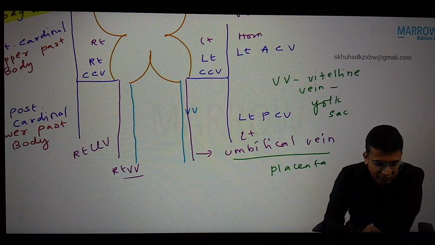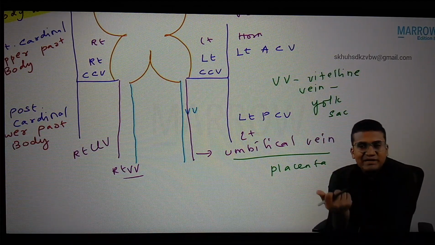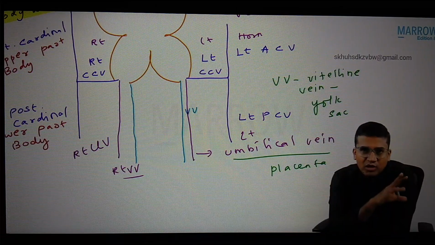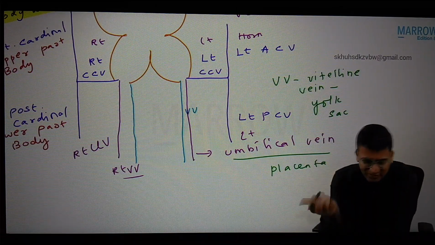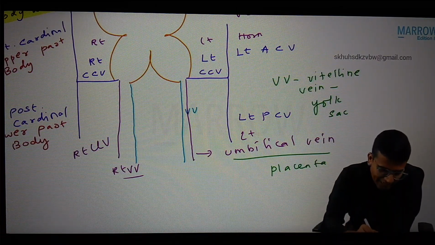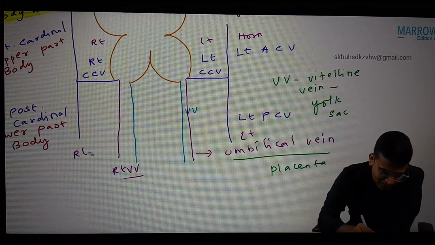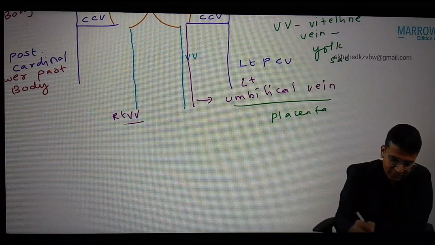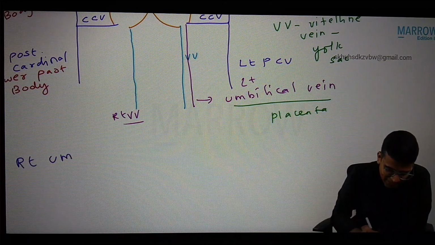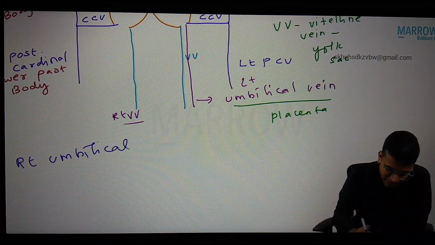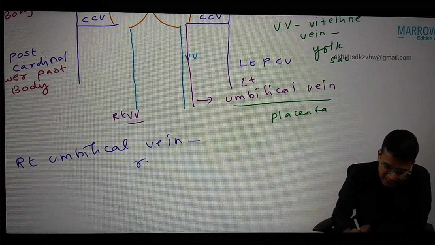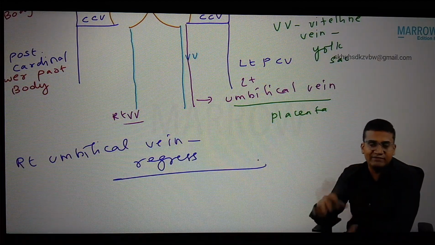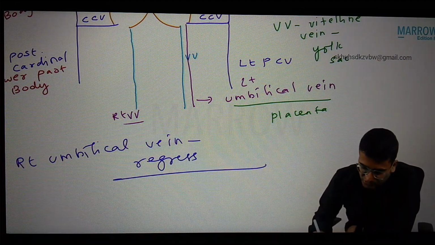Now we know already the right umbilical vein disappears very soon after formation. So the fetus has only one umbilical vein. Which one? Left umbilical vein. So the right umbilical vein will regress. Please write, right umbilical vein will disappear. Right umbilical vein regresses. Okay, we have only one umbilical vein, the left umbilical vein. Left will be left.